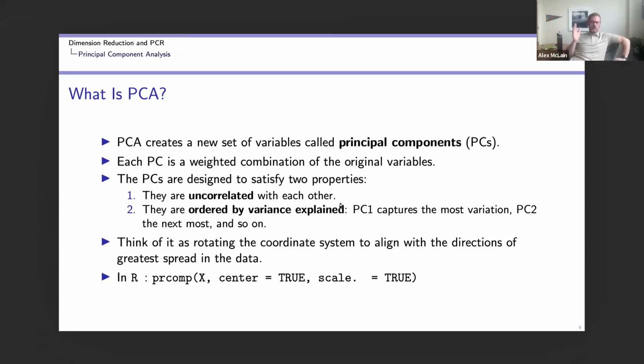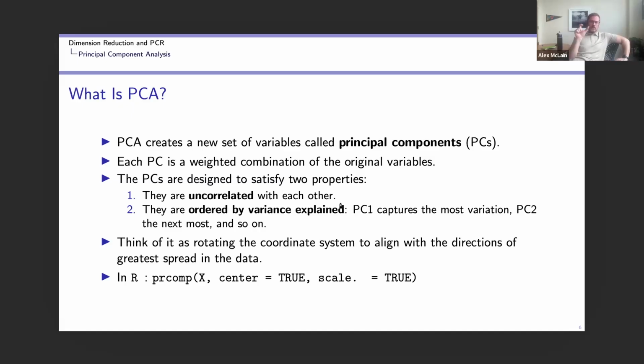Each principal component is a weighted linear combination of the original variables. The principal components have a few properties to them. Number one, they are uncorrelated with each other. It actually goes further. They are orthogonal to one another.